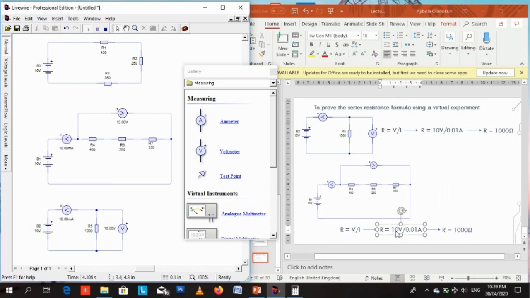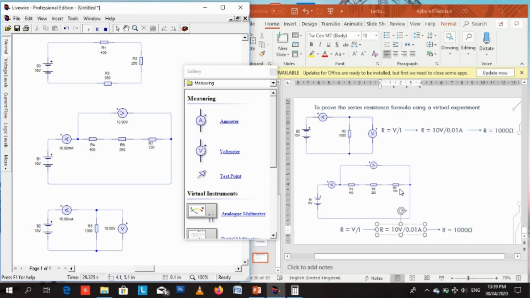R equals 10 volts. V is 10 volts. Current I is 10 milliamps, which is equal to 0.01 amps. So if we resolve that, we get 1000 ohms. So it means that we've proven that all 3 resistors connected in series is equal to a single 1000 ohm resistor. We've proven it using Livewire.